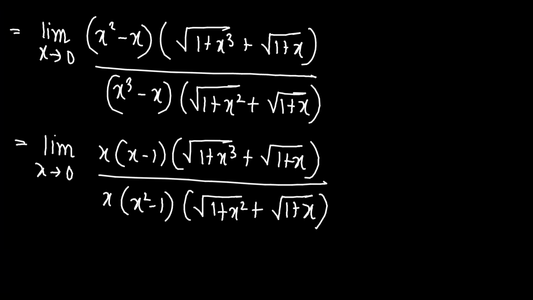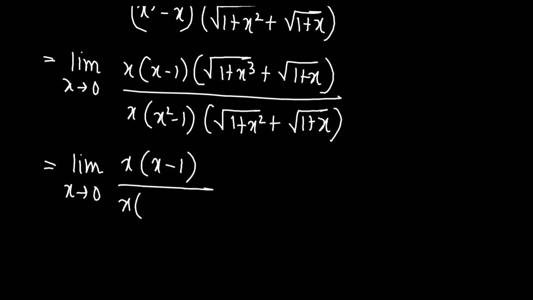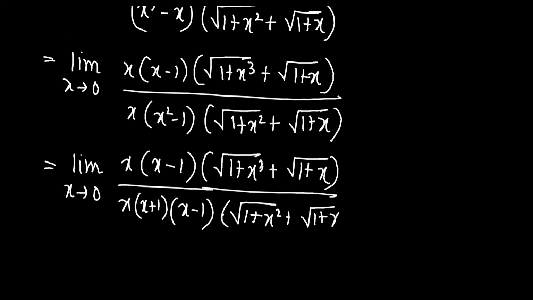Okay, now it will be limit x tends to 0, x into x minus 1 into root over 1 plus x cube plus root over 1 plus x. Now, what is a square minus b square? You have got here x square minus 1, that means one can write it as x square minus 1 square, so by the a square minus b square formula, it is x plus 1 into x minus 1, and remember you have root over 1 plus x square plus root over 1 plus x.